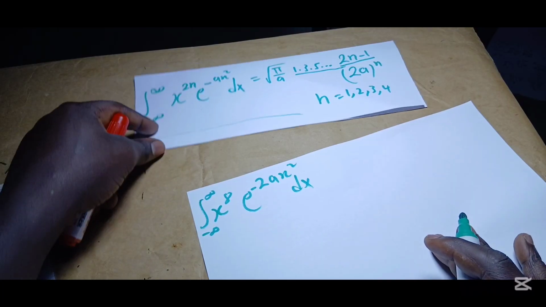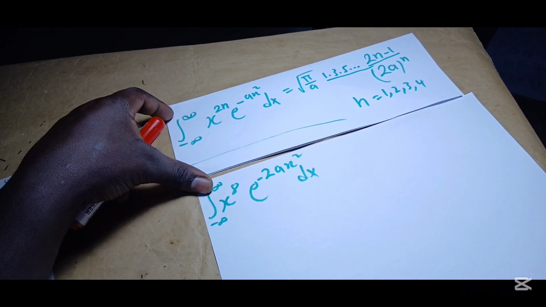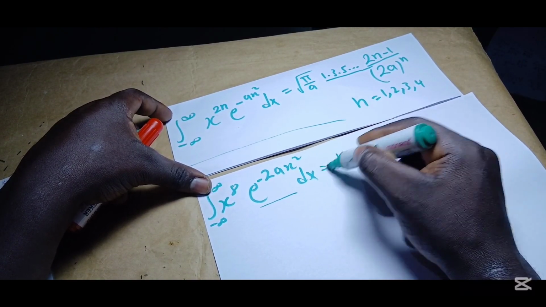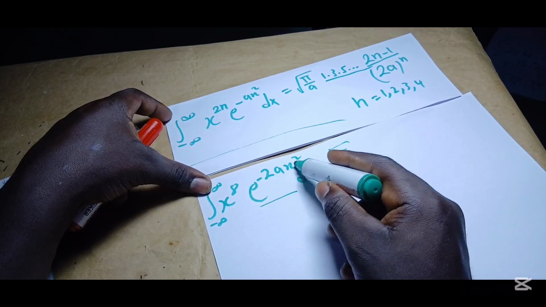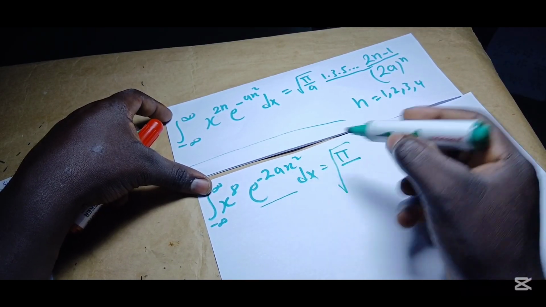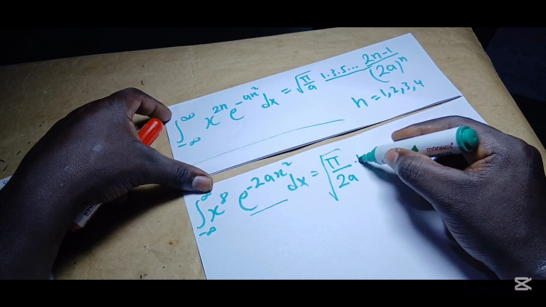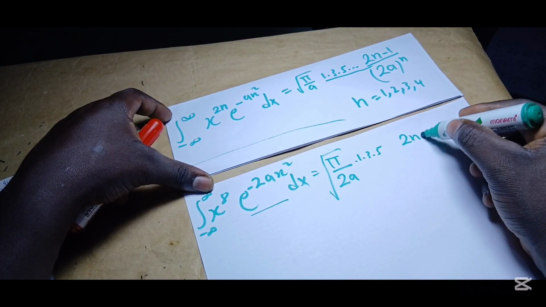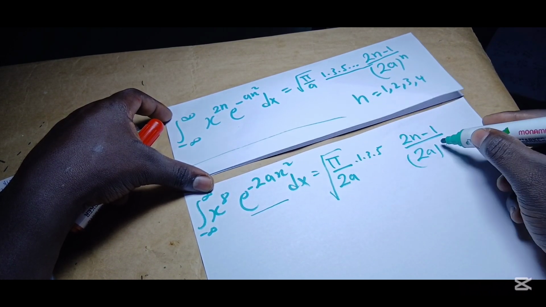So how do we simplify this using the standard integrals? First of all, we know what this term is going to give us. It's going to give us square root of pi over the coefficient of x squared here, which is 2a. So we're going to get 2a here. Then odd numbers up to 2n minus 1 over 2a to the power n.